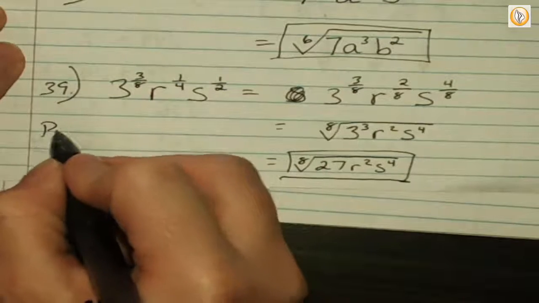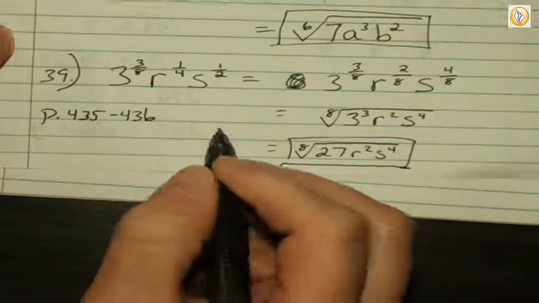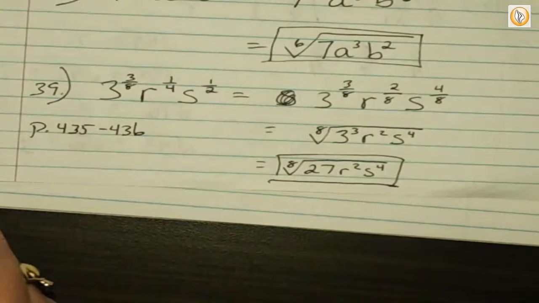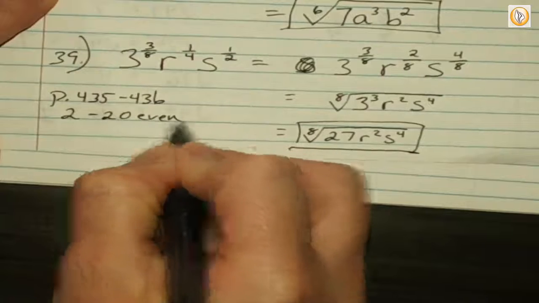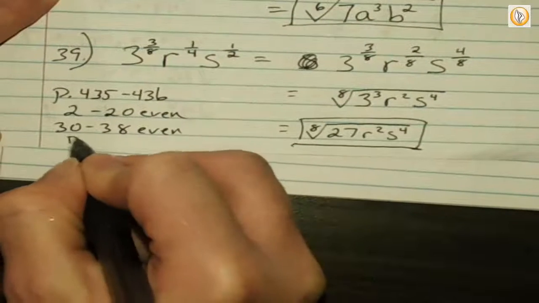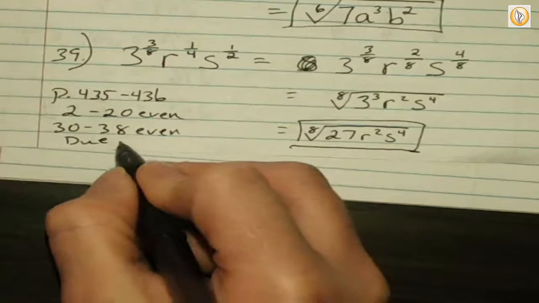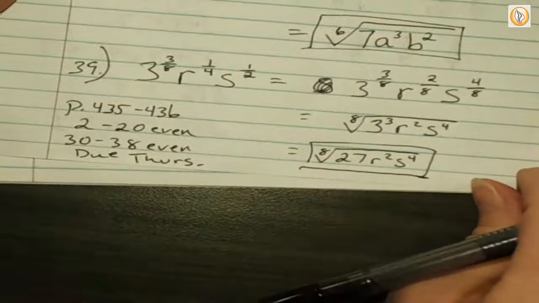You are doing page 435 to 436. 15 problems. 2 through 20 even, and 30 through 38 even. They are due Thursday. I'm forgetting what day it is. They're due Thursday. Friday. Let's do Friday.